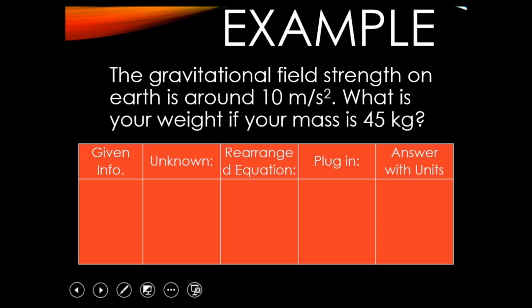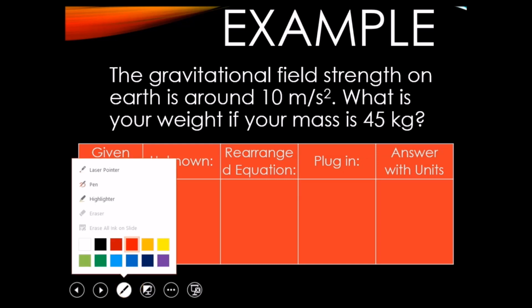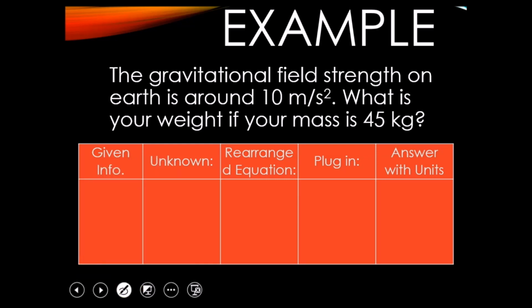Okay, so let's do an example. We're given the gravitational field strength on Earth is about 10 meters per second squared. So that's the force of gravity. What is your weight if your mass is 45 kilograms? So we're given the G. The G is about 10 meters per second squared. And we're given the mass is 45 kilograms.